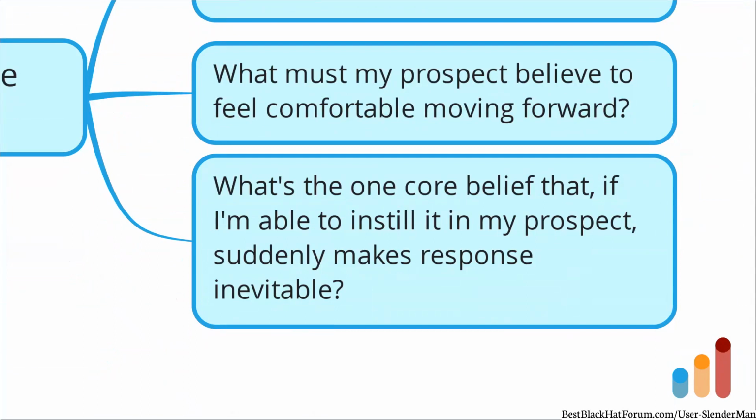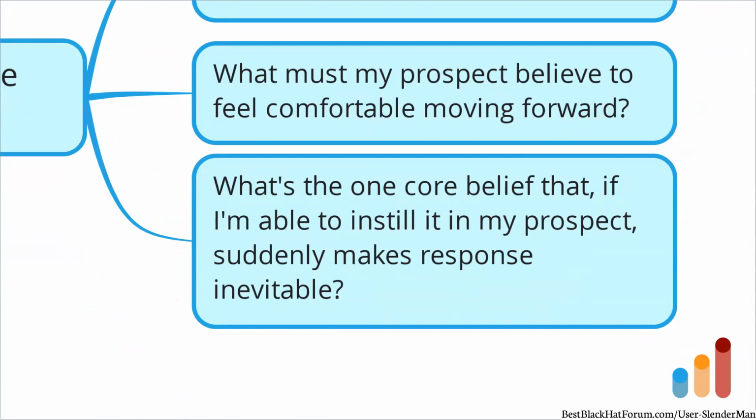If you have a 10x better opportunity that you are presenting to them that they get excited about, the core belief about that 10x better opportunity is going to be that you are uniquely able to help them take advantage of that opportunity and make the most of it.